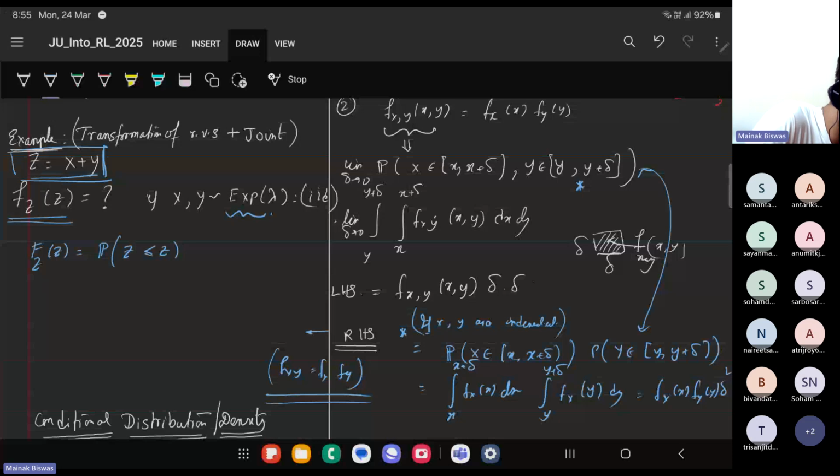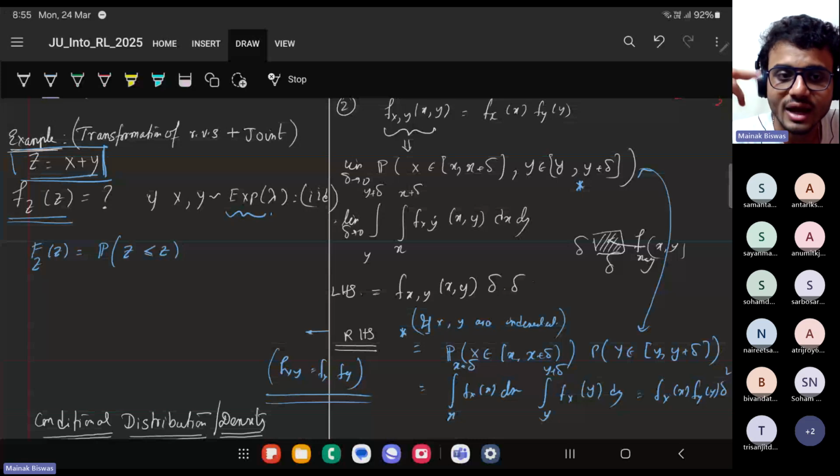Which is the same as the probability of x plus y less than z. Now x and y are two random variables. I just can't use them directly, right? So if x increases, y has to decrease to keep the sum within z, right? Yes or no? Is that fine? So now I have two random variables.